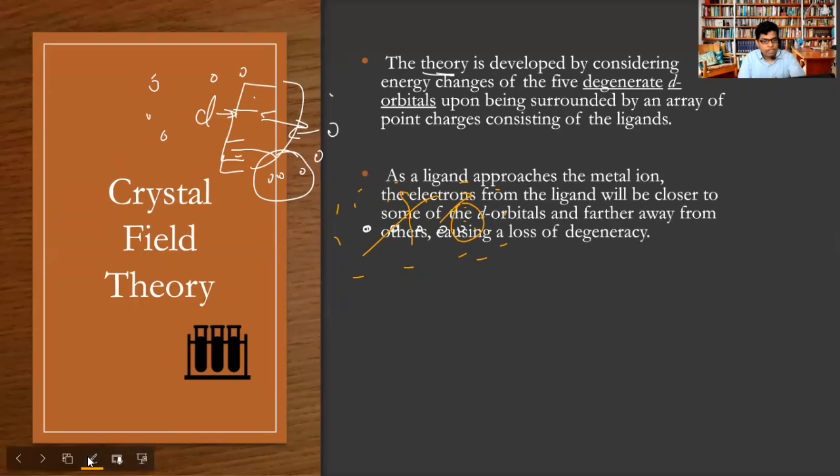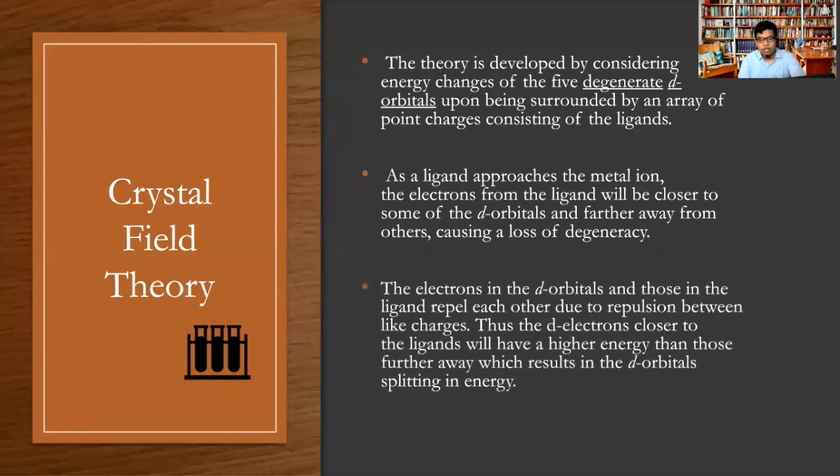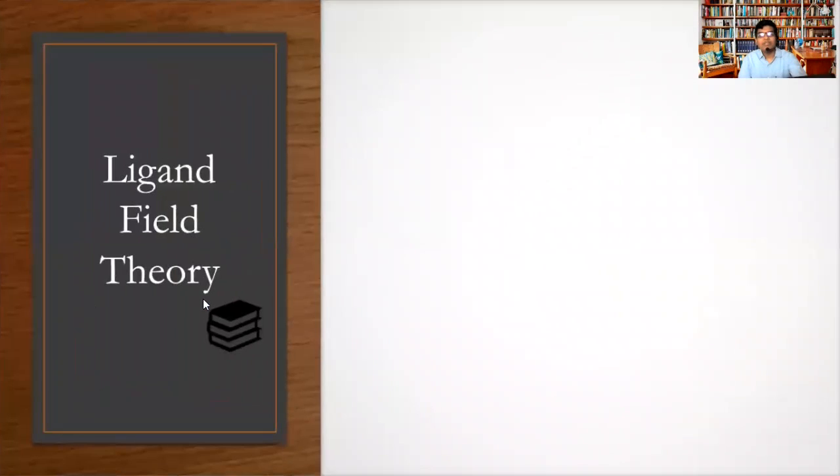Let me just clear the slide for you. Here there is a loss of degeneracy due to the ligand approaching the metal ion. The electrons in the d orbital and those in the ligand repel each other due to the repulsion of like charges. Simply, if I need to conclude it, there is a breaking of degeneracies due to the formation of bonds. That is just the summary of crystal field theory. This is all of the crystal field theory.